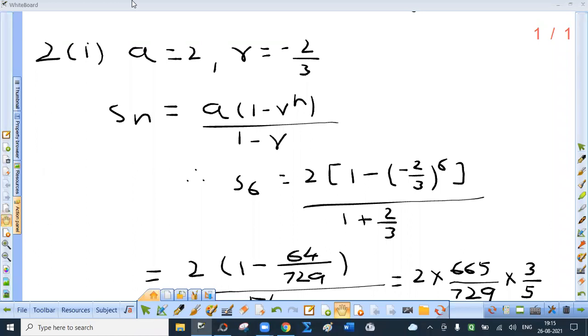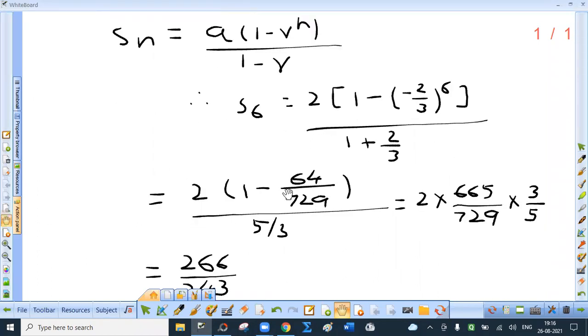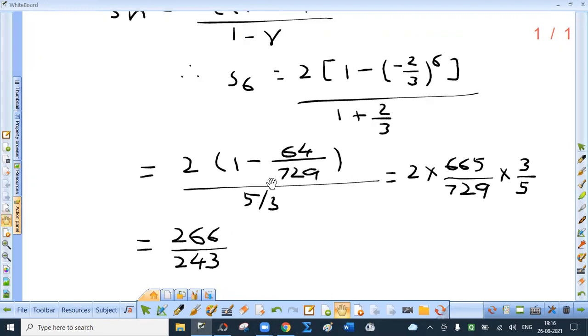Second question, for a GP, first one, A equal to 2, R equal to minus 2 by 3. Find S6. Now, common ratio is less than 1. So, Sn is A into 1 minus R raised to n upon 1 minus R. So, what is S6? A is 2, 1 minus 2 by 3 raised to 6. Index is even. So, this is positive. So, 1 minus 64 upon 729 upon 5 by 3. Now LCM is 729 less 64. So 665 upon 729. So 2 into this. Now 1 upon 5 by 3 is 3 by 5. So on simplification, you get 266 upon 243.